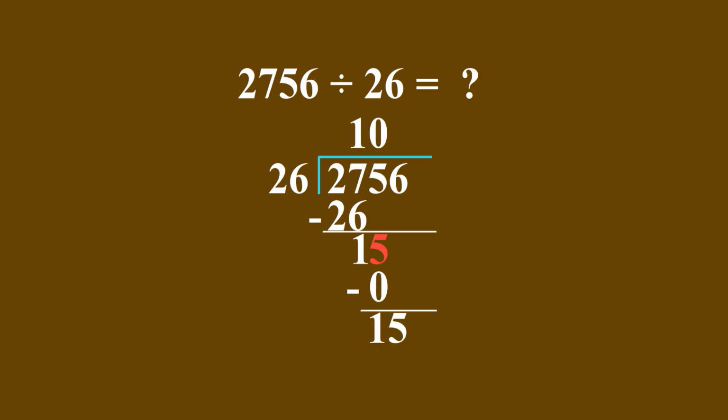Now we bring down the next digit 6, and this makes our new number 156. How many 26 are in 156? The answer is 6. Now multiply 6 by 26, which gives us 156. Draw a line and subtract. The subtraction result is 0.